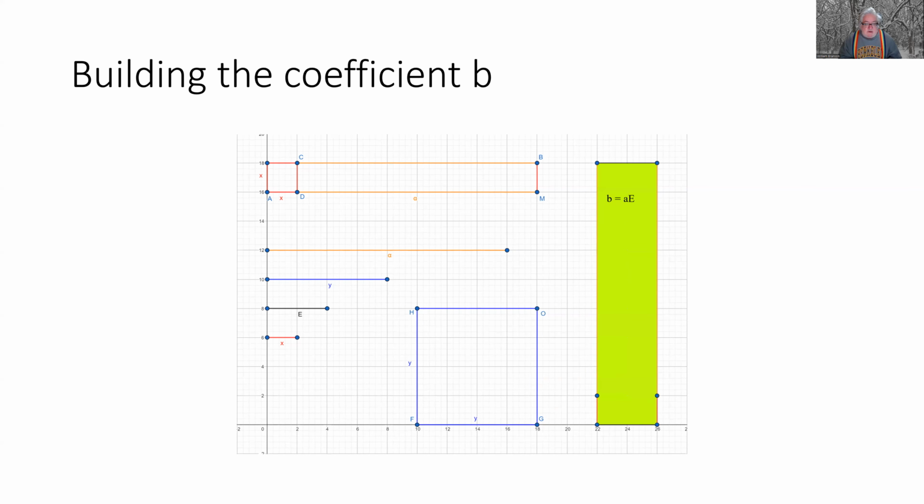And then he builds the coefficient b. So he takes b and he defines b to be a times e. And remember that a is this entire length. And e is this one of his four proportionals. So e is this length, and this entire length side is a. So he's got an area, A times E.